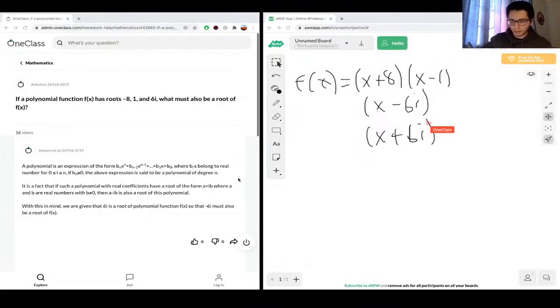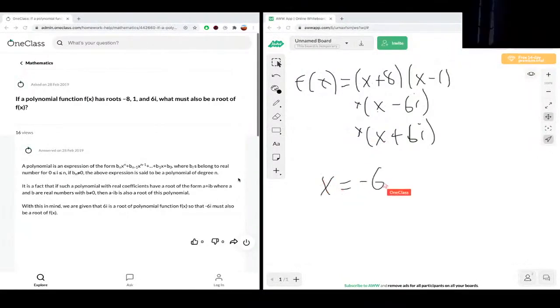So these should all be on the same line. So this is times. It will be x plus 8 times x minus 1 times x minus 6i times x plus 6i. So our final answer would be that the root that we must also have is x equal to -6i.